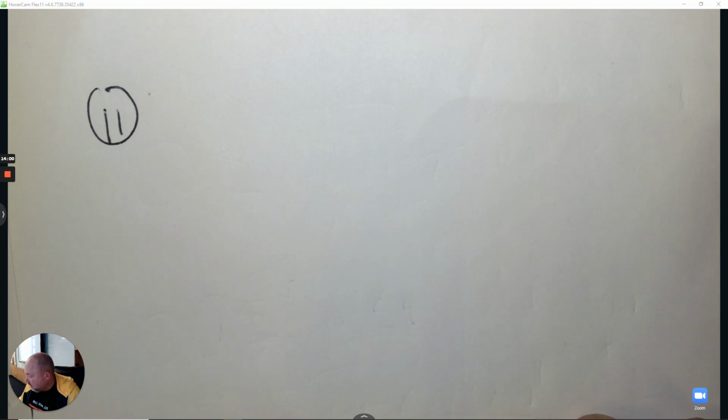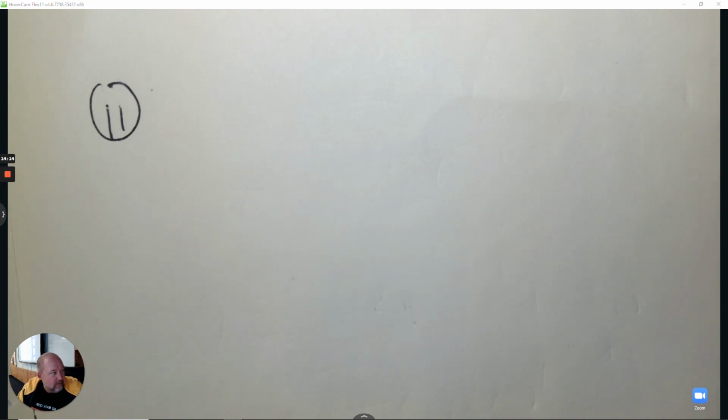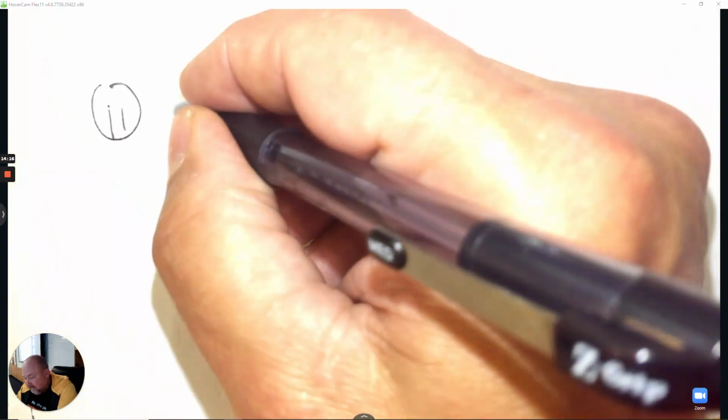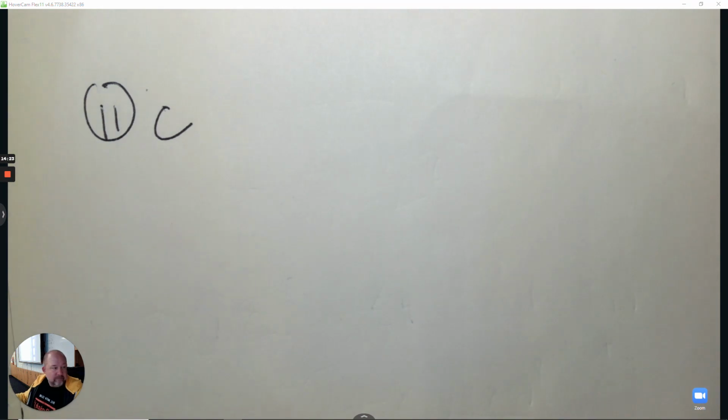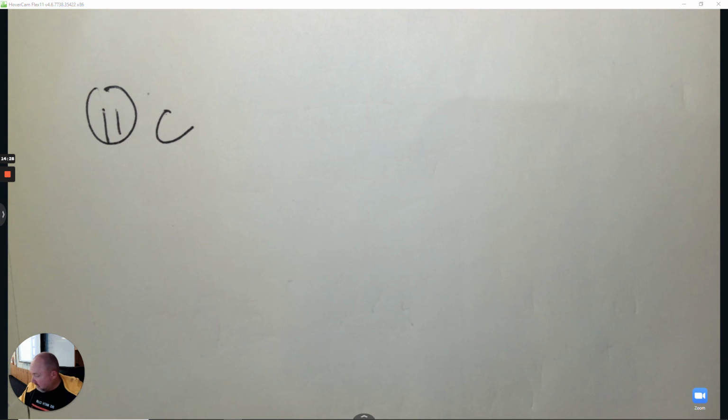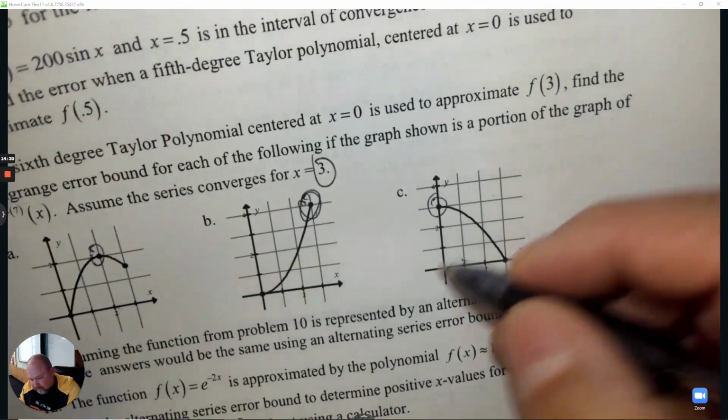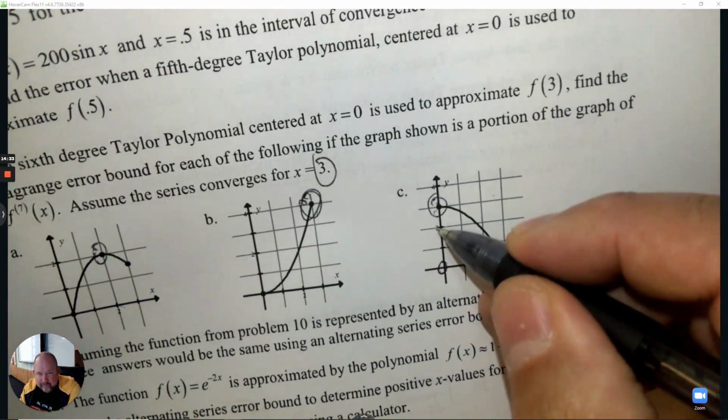Assuming the function from problem 10 is represented by an alternating series, which of the 3 answers would be the same as an alternating series bound? So the one that would be the next term, right? And so that answer would be C if it was alternating. That's because the max value is centered at 0 compared to the other ones.